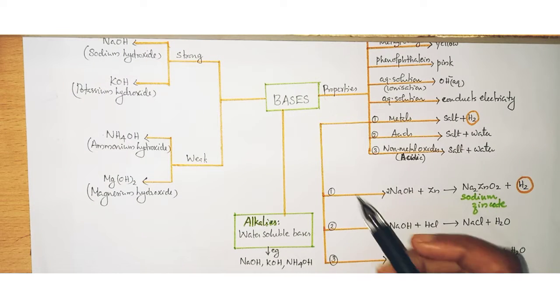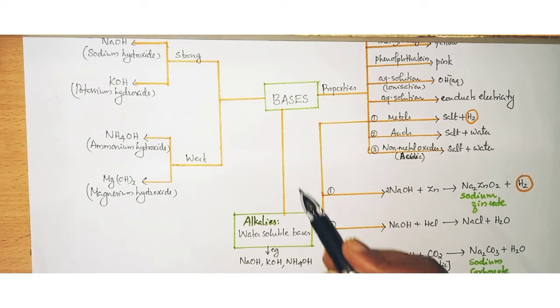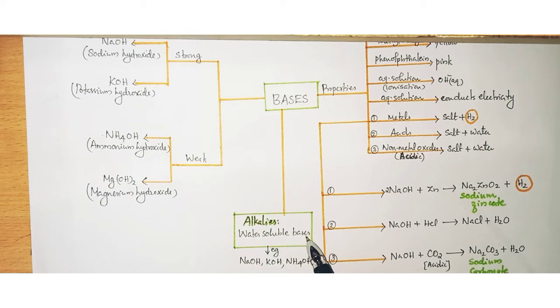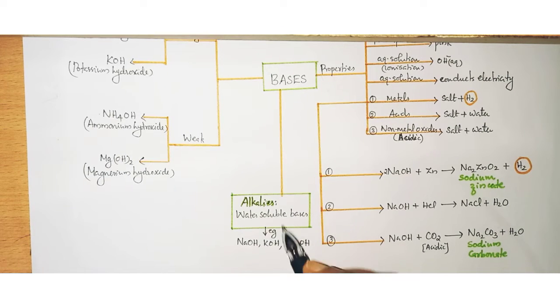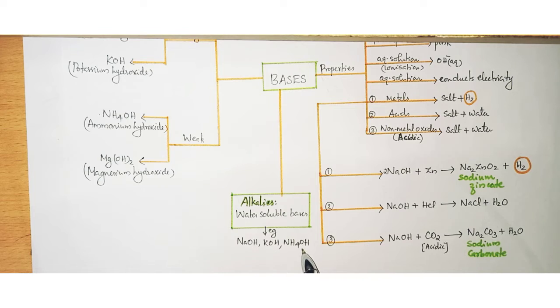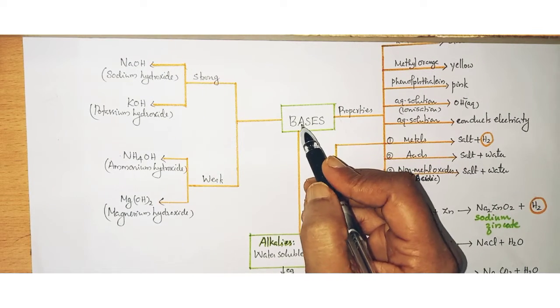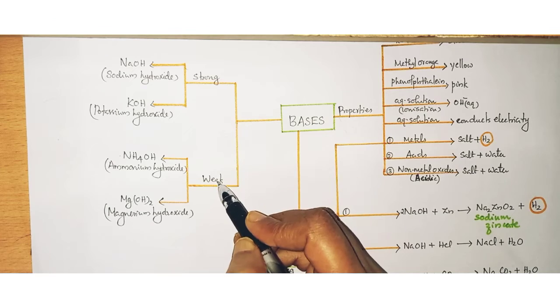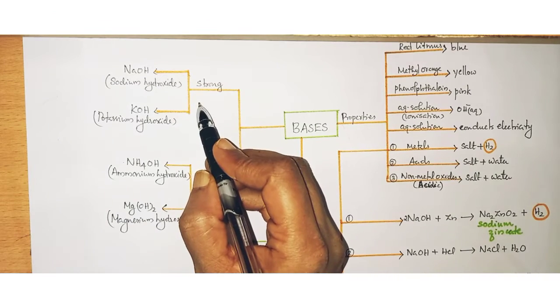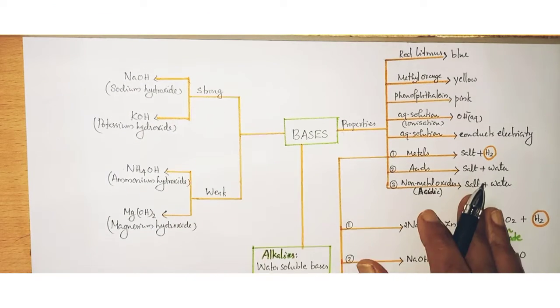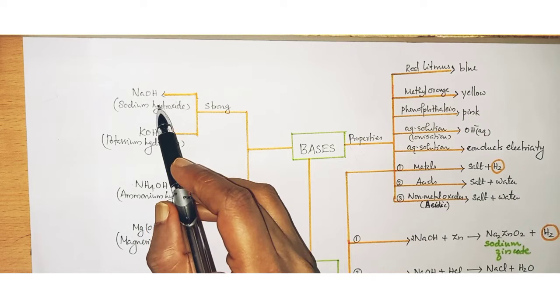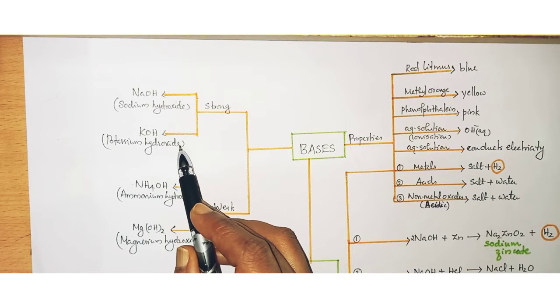Then in the case of bases, water soluble bases are called alkalis. So examples are sodium hydroxide, potassium hydroxide, ammonium hydroxide. So bases are again classified into two, strong and weak. Strong bases are sodium hydroxide and potassium hydroxide.